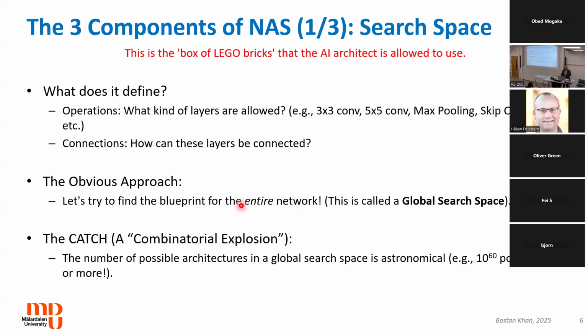So the obvious approach to find a search space in this case is, let's find the blueprint for the entire network. So we have this global search space, and the global search space is expensive. It is limited only by your imagination, and it can blow up. If we are talking about all of these options, this can become a combinatorial explosion, an astronomical number, like 10 raised to power 60 possibilities or even more. So you can say that there are 10 raised to power 60 models that you can make.